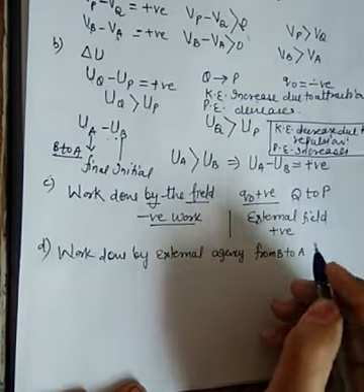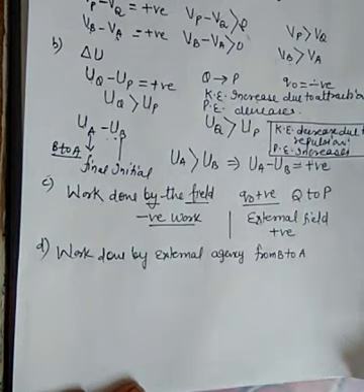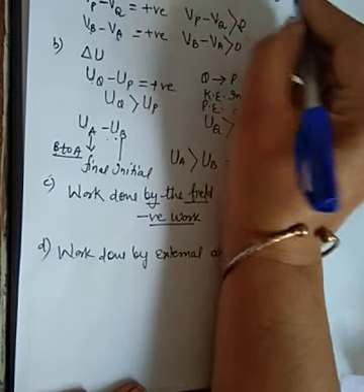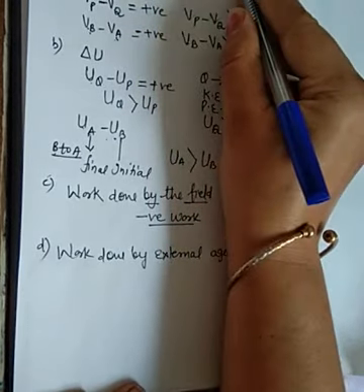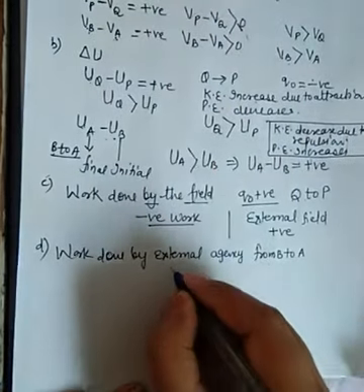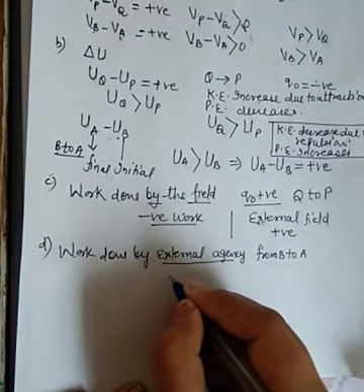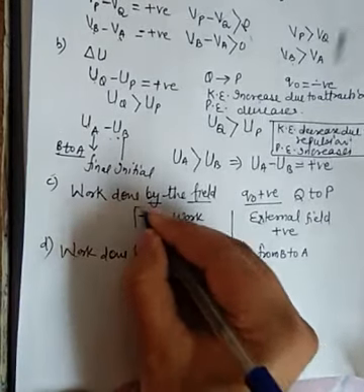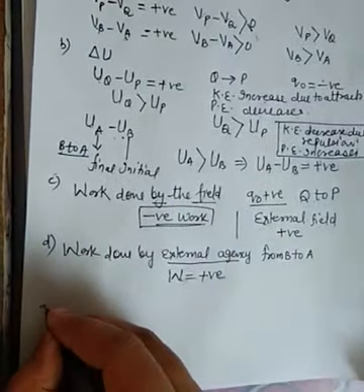In moving a small negative charge from B to A, work has to be done, because negative will repel. Automatically it will not move, we have to do work. We means the external agency has to do work. So work done will be positive here, and here it was negative.